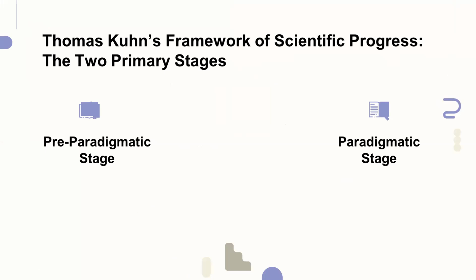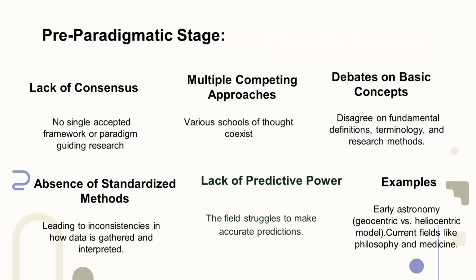Thomas Kuhn described the framework of scientific progress by dividing it into two primary stages. The first one is the pre-paradigmatic stage, and the second one is the paradigmatic stage. Here are some characteristics of the pre-paradigmatic stage. The first one is lack of consensus. That means there was no single accepted framework to guide research, resulting in the coexistence of multiple competing approaches, or we can say various schools of thought coexisted.